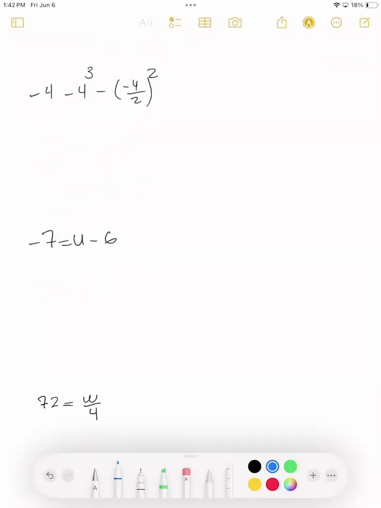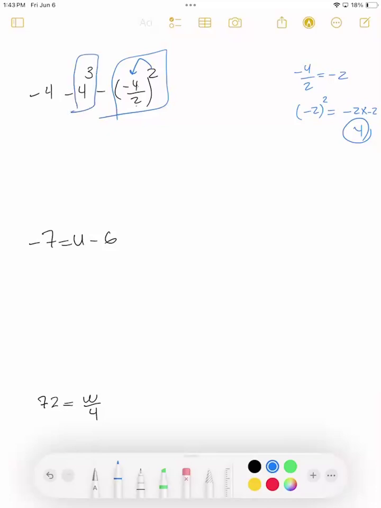In this example, you have negative 4 over 2 to the power 2. If you notice, negative 4 over 2 is negative 2. Then you just have negative 2 to the power 2, which is negative 2 times negative 2. The answer is 4. So the answer to this piece is 4. And then you have to find the answer to this piece. This 3 only belongs to 4. So you have 4 times 4 times 4. That gives you 64.